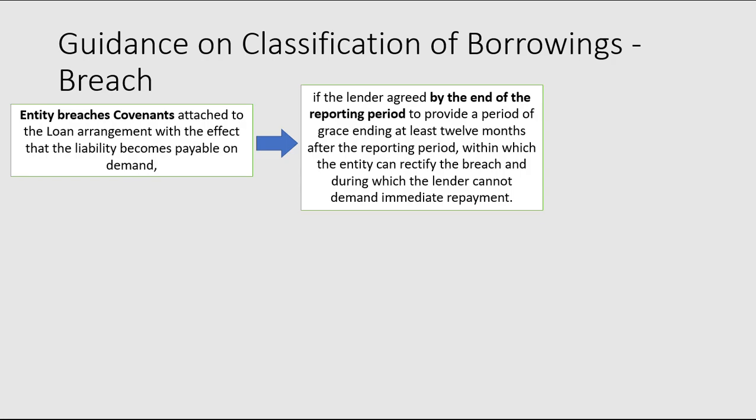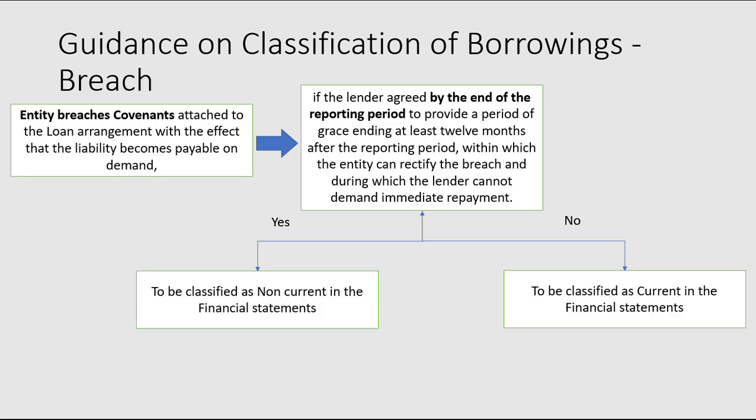So as at reporting period end, or by then, that means either before the reporting period end or as on the reporting period end, the lender communicates to the entity that I am able to give a grace period for you to make good the breach you have done, and the grace period shall be beyond 12 months. If this criterion is met, then the entity is good to have the classification as non-current, else it will be current.